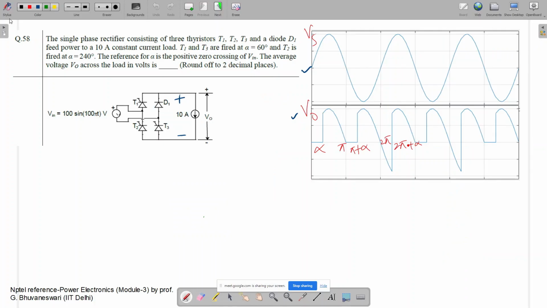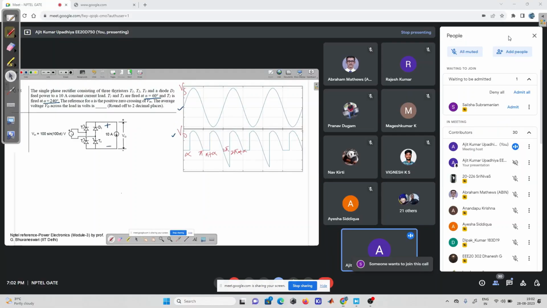So here a rectifier circuit is given. In this, it is given that the thyristors T1 and T3 are fired at angle alpha equal to 60 degree, and T2 is fired at angle alpha equal to 240 degree. It is asked what will be the average output voltage across this load.